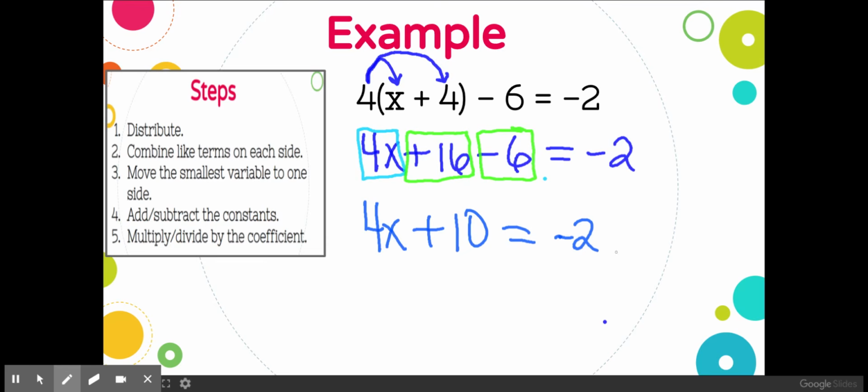Okay, now I have a 2-step equation. So I'm on to step 3. Step 3 says to move the smallest variable to one side. Well, in this example, I only have the variable on one side. So step 3 is taken care of for me.